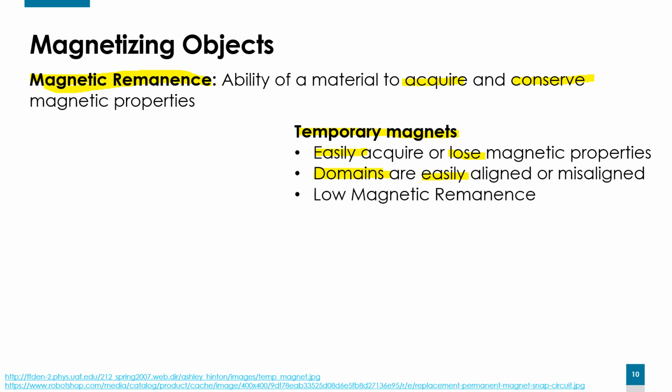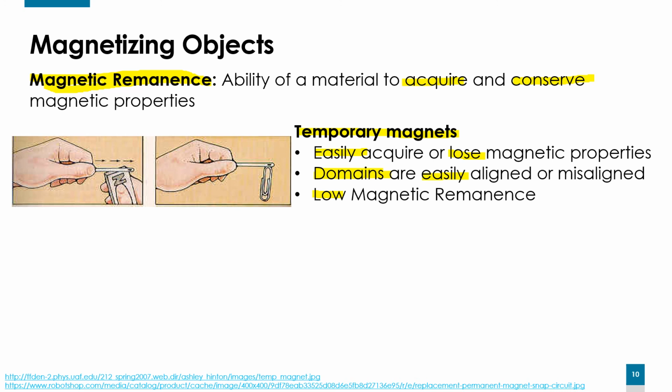Okay, and it's easy to destabilize the alignment of the domains. So we call them low magnetic remanence because they have a weak ability to keep the magnetic properties. So for example, here I have a needle, and the needle is not a strong magnet, but if I rub it with a strong magnet, it's going to acquire some magnetic property. And then if I put it close, for example, to metal paper clips, it's going to attract them, okay? But after some time, it's going to lose this property. So they are temporary magnets. For some time, they can be magnets, but after a short while, they cannot anymore.